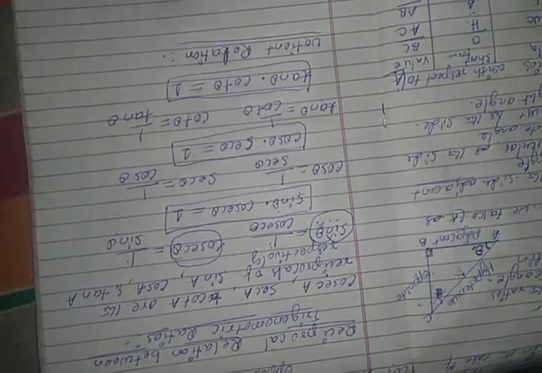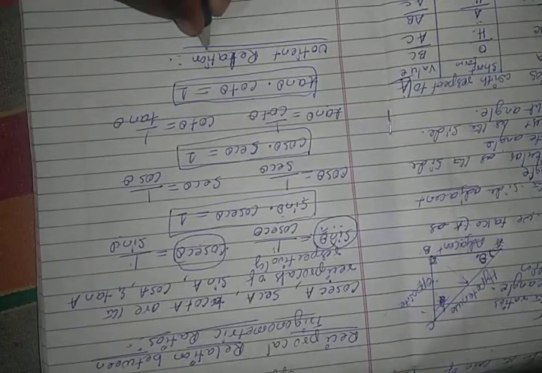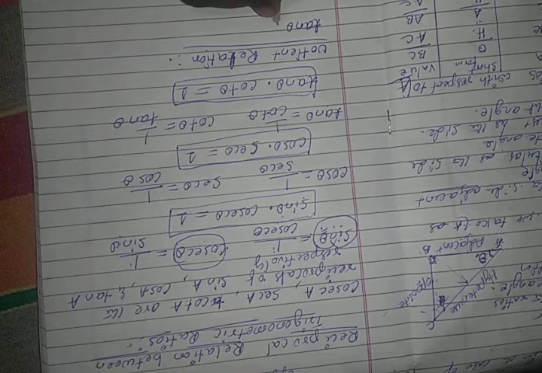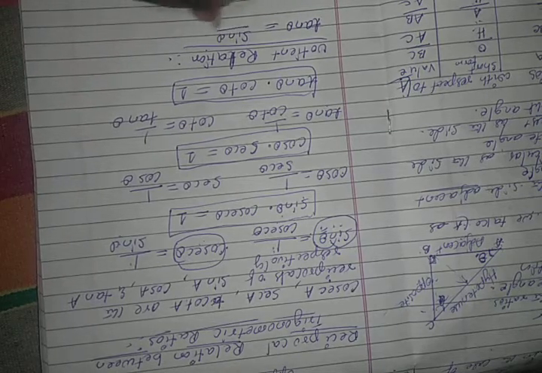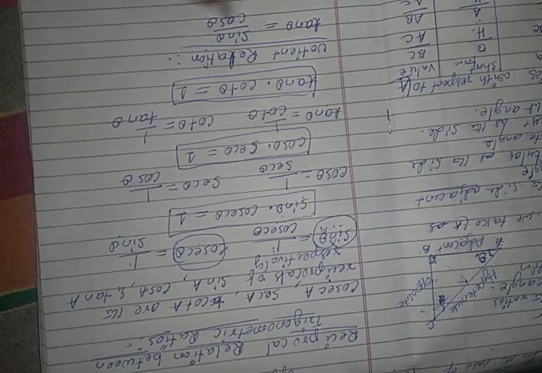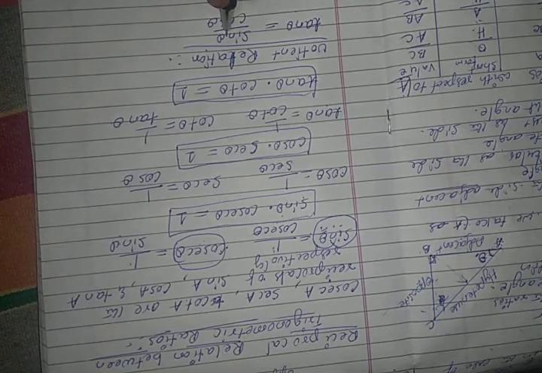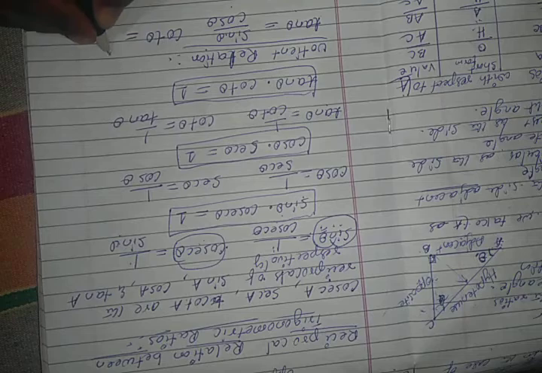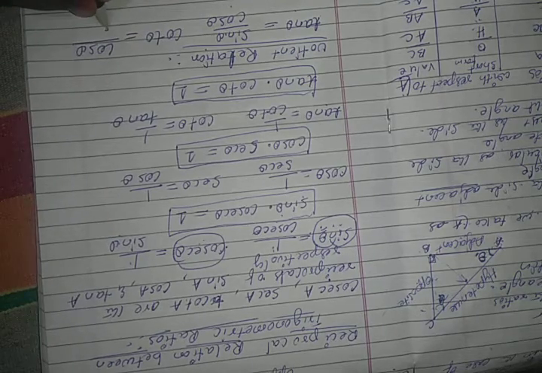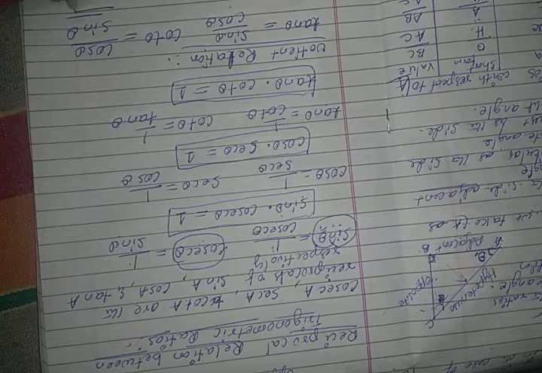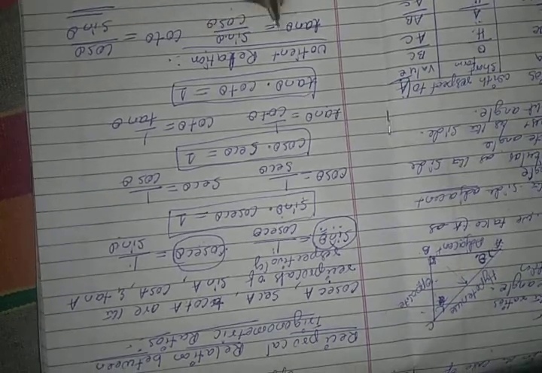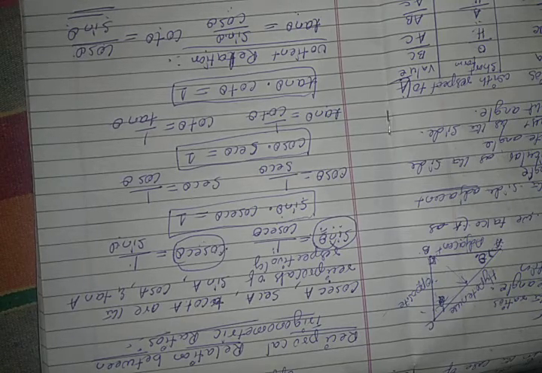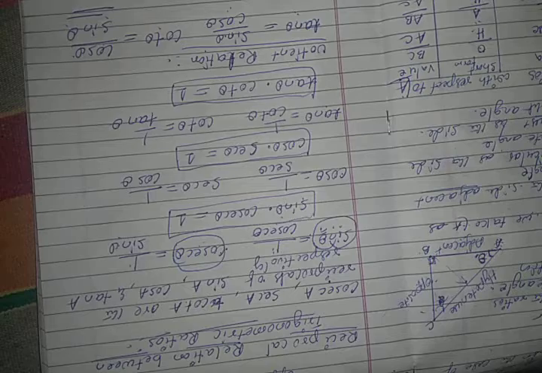Then the next one is the quotient relation, which is very important. Tan theta is equal to sin theta divided by cos theta. Similarly, cot theta is equal to cos theta divided by sin theta. So these are the relations between the trigonometric ratios.